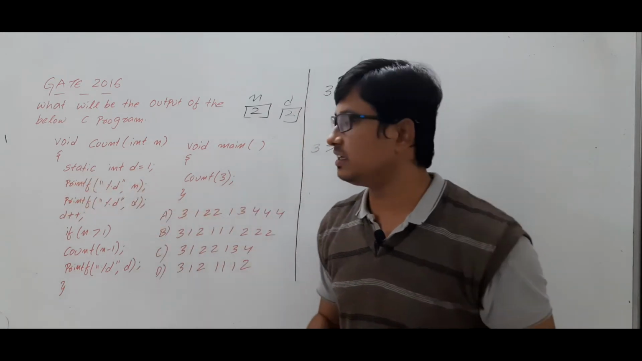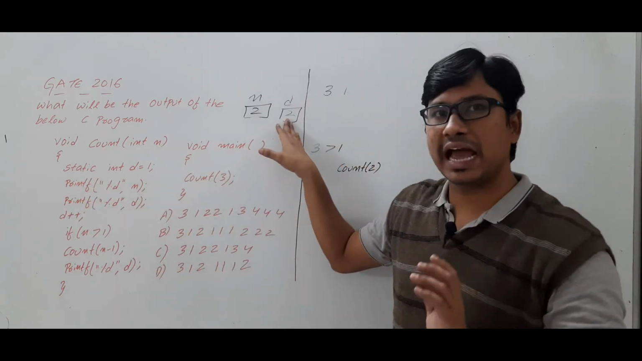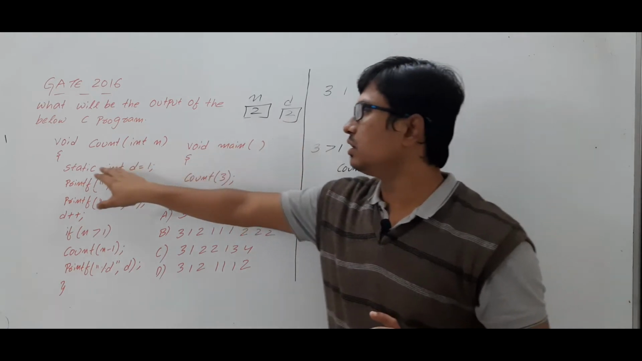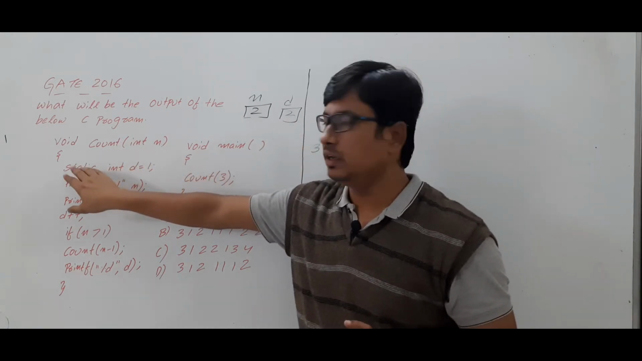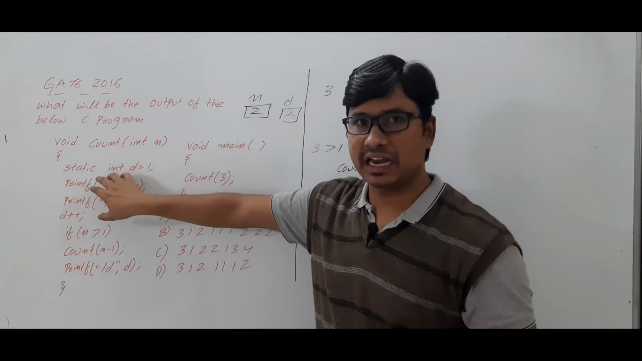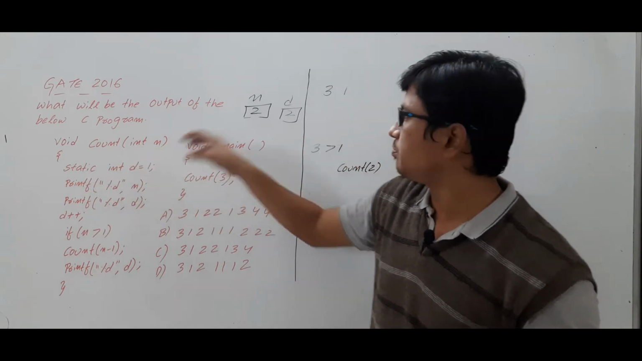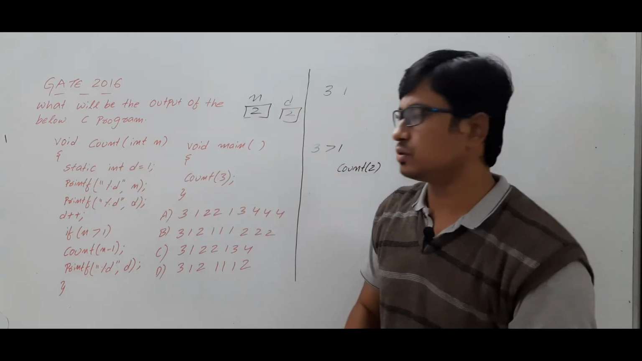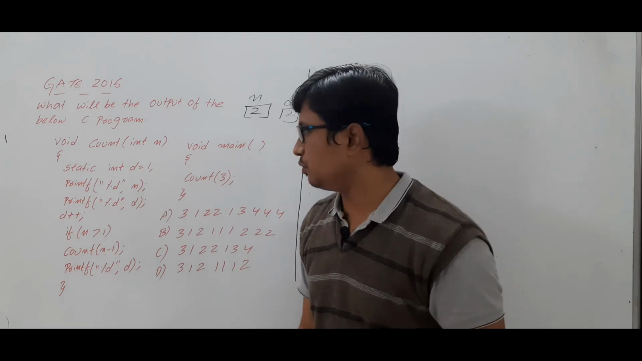But as it is a static int, the previous value will be stored as it is. That is what the use of the static keyword is. If you have any variable as a static, you will not initialize it again, the previous value will be stored. So that is what the static keyword does.